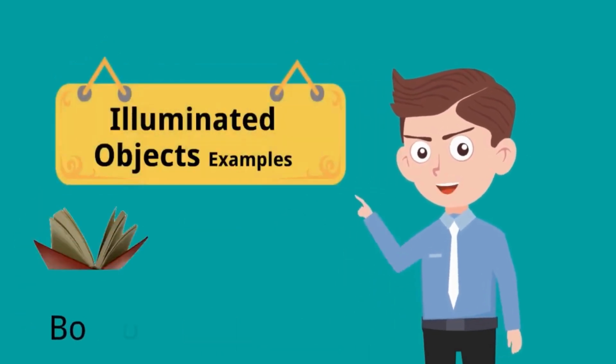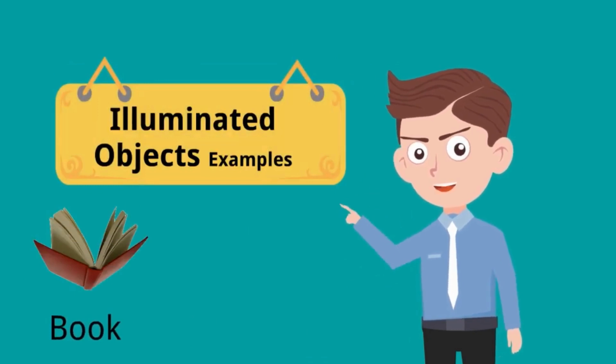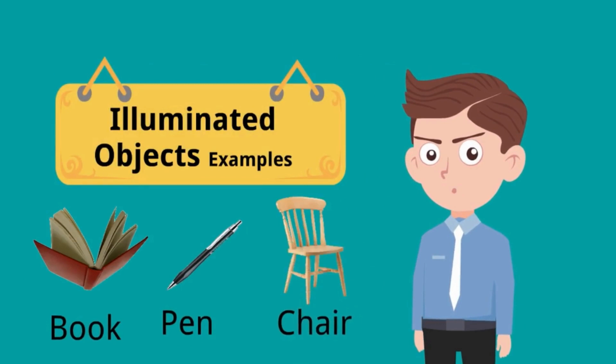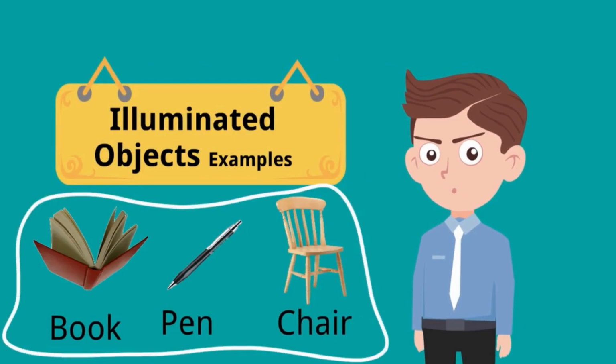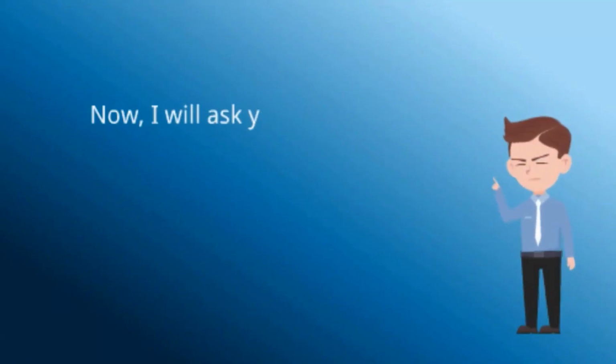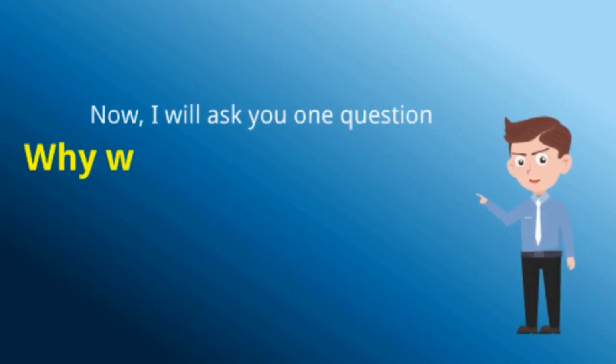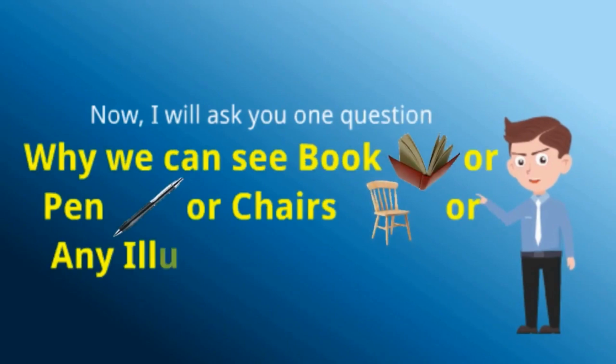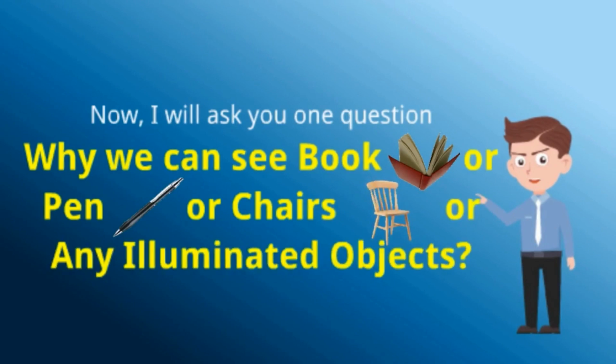And illuminated objects, for example, a book or pen or chair or stones, anything which cannot give light, which cannot produce light, but is only able to reflect. These are known as illuminated objects. Now I will ask you a very simple question. Why can we see a book or pen or chairs or any other illuminated objects although they are not producing light?